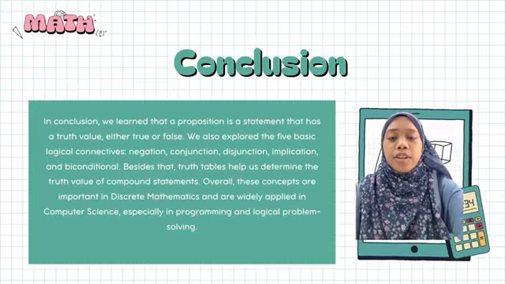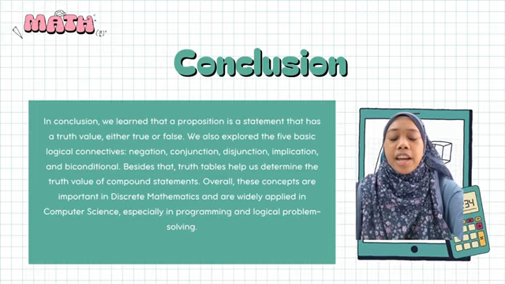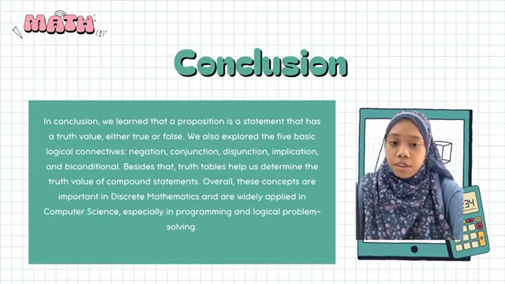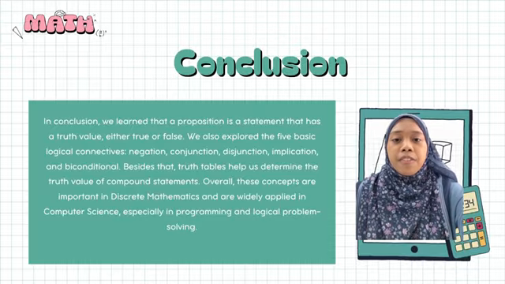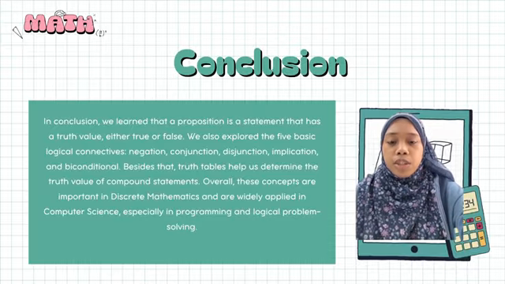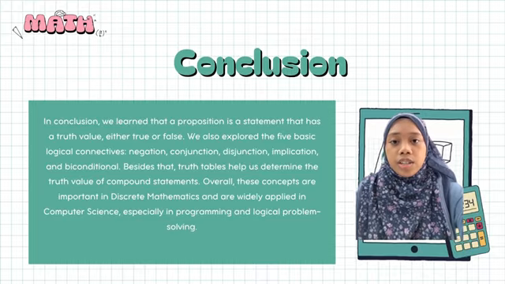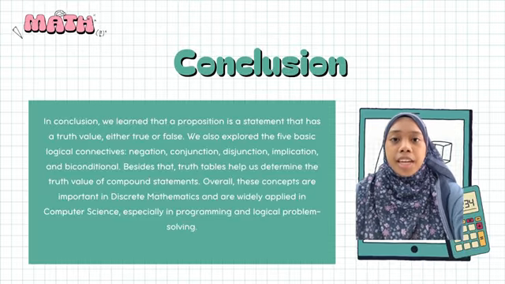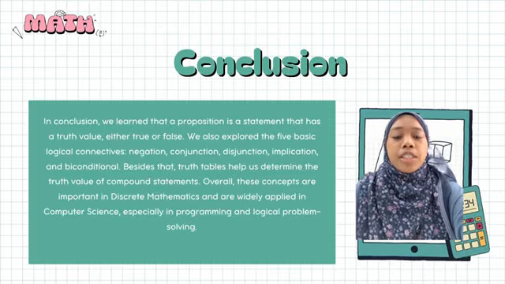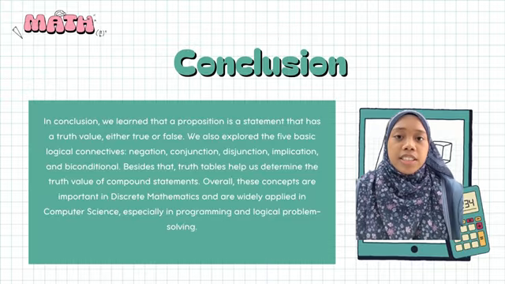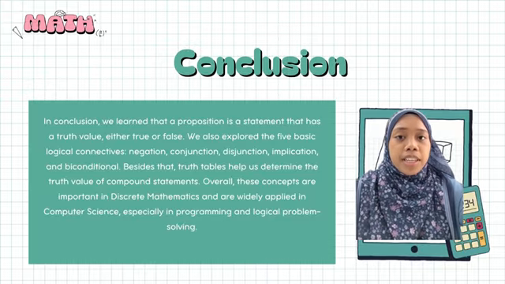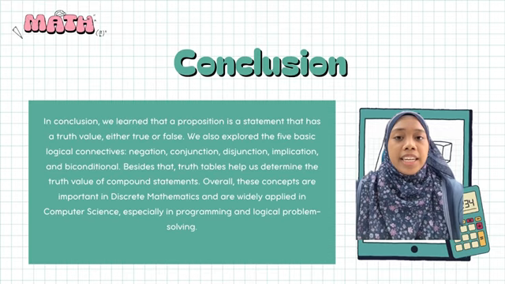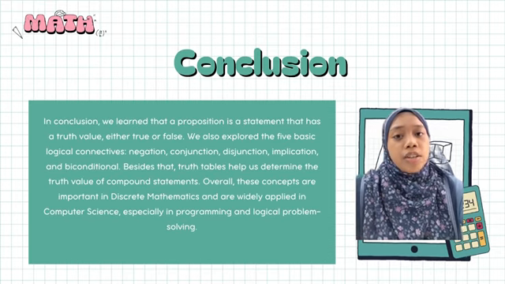For conclusion, we know that a proposition is a statement that has a truth value, which is true or false. We also learned 5 basic logical connectives, which are negation, conjunction, disjunction, implication, and biconditional. Besides that, truth tables help us to determine truth values. Overall, this concept is very important in discrete math. Also, we apply it in computer science, especially in programming and logical problems.